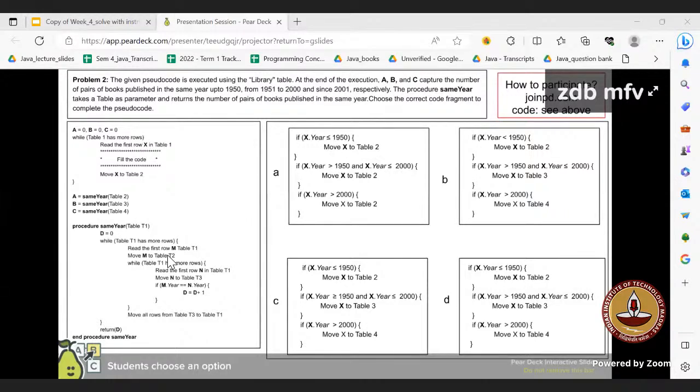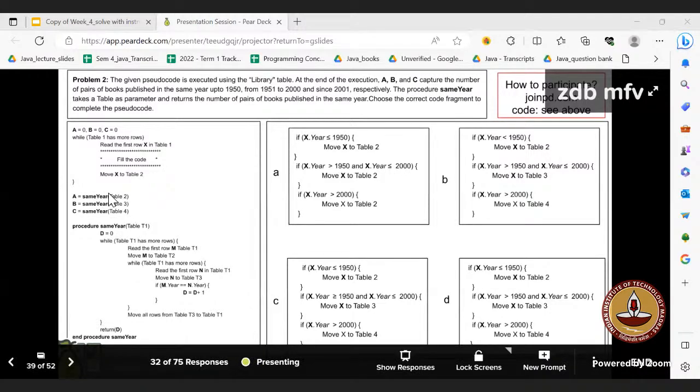So actually, what is happening in the procedure same year, we should count the number of pairs of books which are published in the same year. If we are passing table 2, that means number of pairs which are published in the same year up to 1950 will be counted. We pass table 3, number of pairs of books which are published between 1951 and 2000 will be counted. Okay. So table 2 you are passing initially, and then table 3, and then table 4.